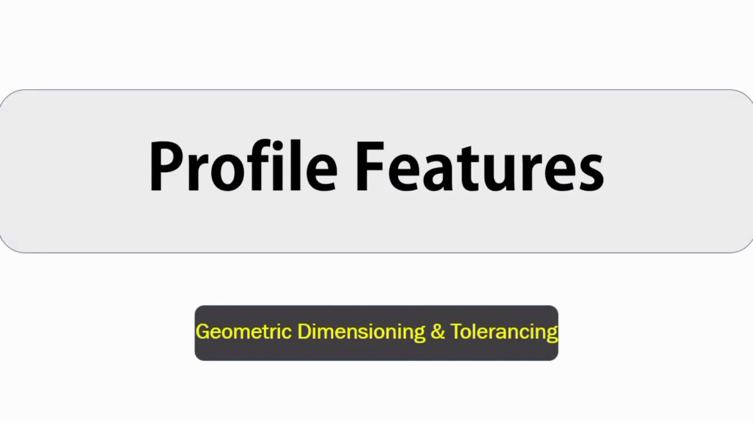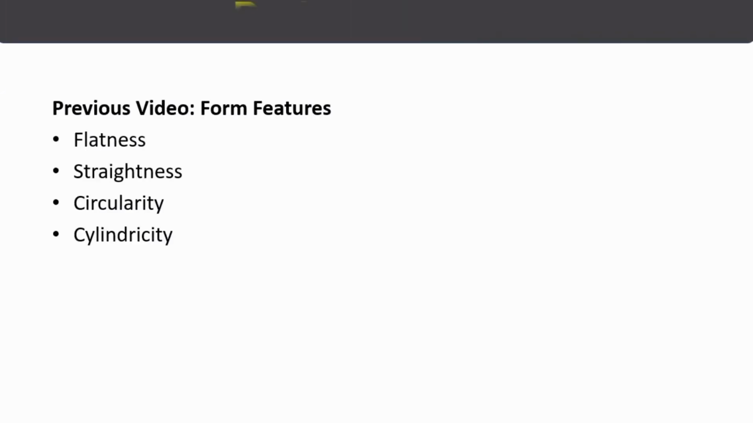Welcome to this video. In this video, we will learn about profile features that are used in geometric dimensioning and tolerancing. In our previous video, we have learned about form features: flatness, straightness, circularity, and cylindricity. In case you have missed that video, I will encourage you to watch that video and then come to this video. Now let's begin with this video.